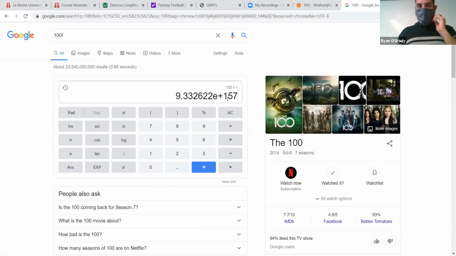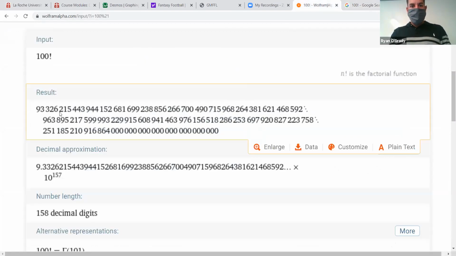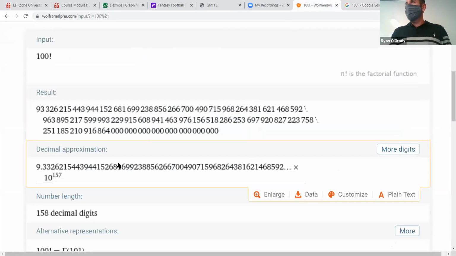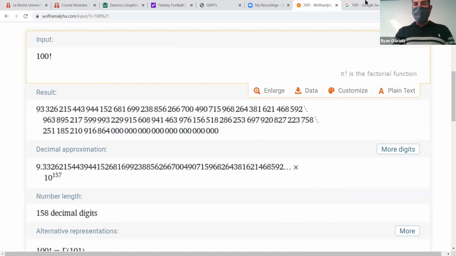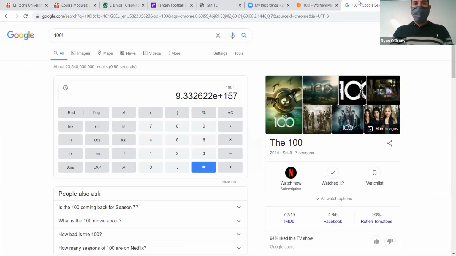I mean, this means 9.332622 times 10 to the 157th, right? So what Google's doing is they're rounding, which is okay because that number's so big it doesn't matter. But we clearly see there's more than just 6 non-zero digits here. But the question is, can you get a computer to do this? And if so, which way's faster?